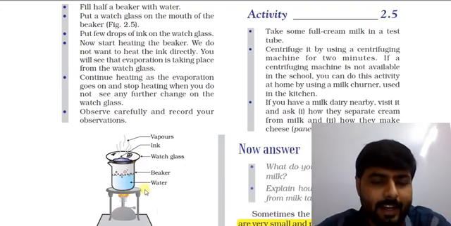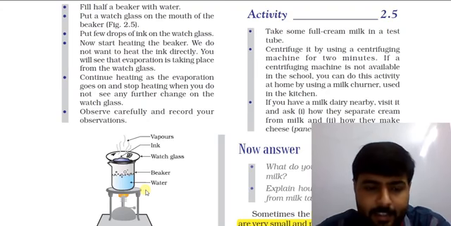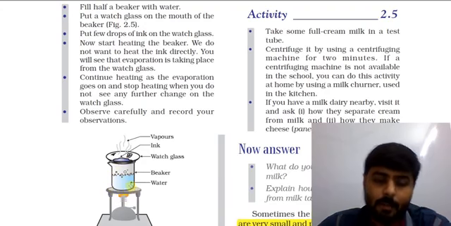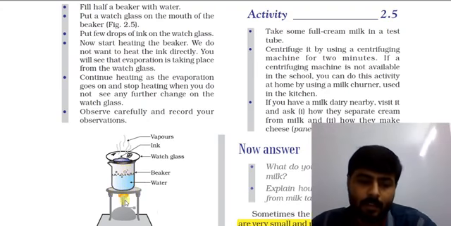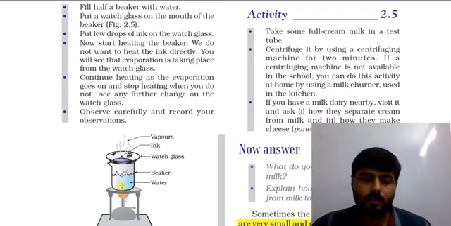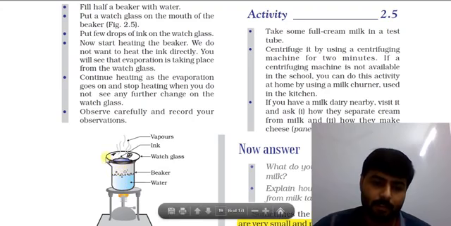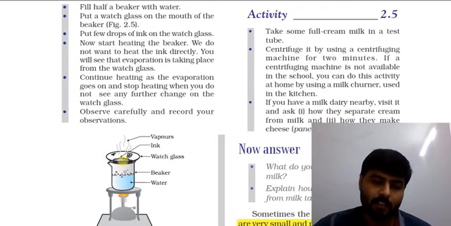We do not want to heat the ink directly, which means I could heat the ink by simply putting this watch glass, or putting the ink in some other container, on the burner, but I am heating it indirectly. How? We heat water. Water heats up and is converted into vapor. That hot vapor comes in contact with this watch glass and transfers energy to the ink. So that is what we call indirect heating.